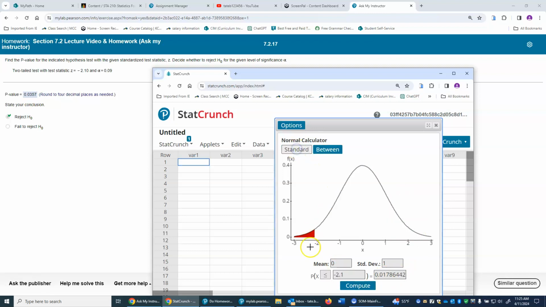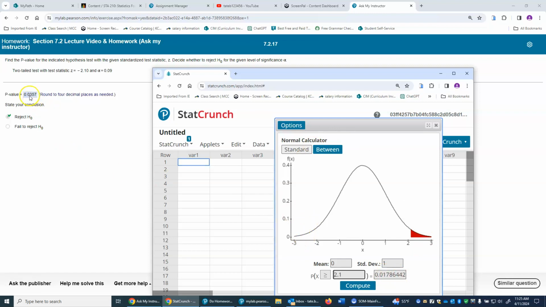Or you can do the standard one and just put in the minus 2.1, compute, and it's a two-tailed test, and so you have to double this number. So that would be the number to the left. If you want to do the number to the right, you just have to do positive 2.1. They're equal. They have equal areas, so you have to double that one or add that to this other area.